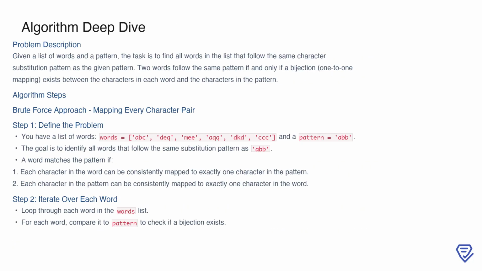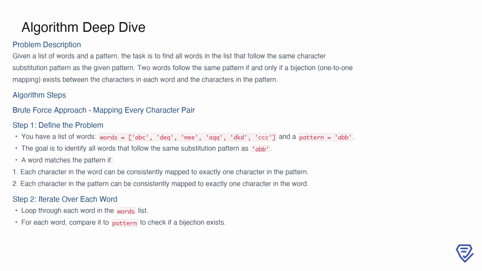In this problem, we are given a list of words and a pattern, and we need to identify all words that follow the same substitution pattern as the given pattern. Two words are considered to follow the same pattern if and only if there exists a bijection between the characters in the words and the characters in the pattern. This means that each character in the word maps to exactly one character in the pattern, and vice versa. For example, if the words list is ABC, DEC, me, EC, DKD, CCC, and the pattern is AB, we want to find words like me and AC where the one-to-one mapping holds.